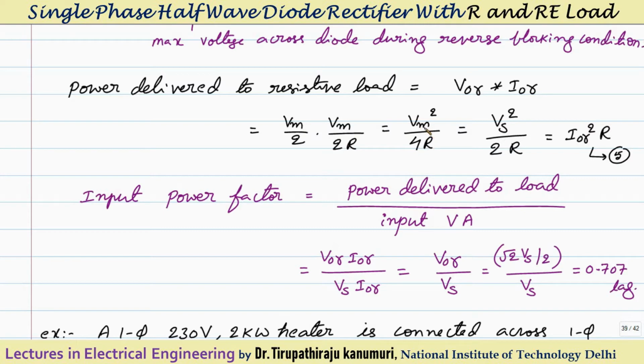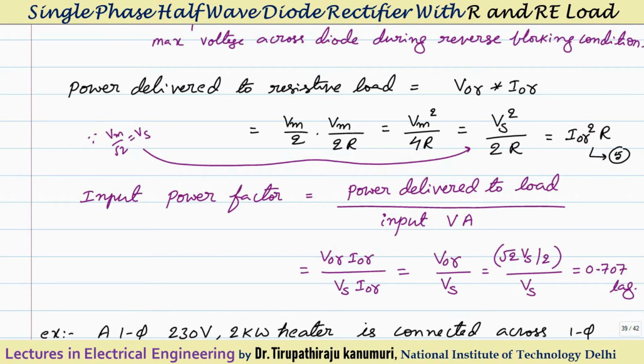So V maximum by root 2 is nothing but the RMS value, which I am writing as Vs. So V maximum square divided by 2, where the 2 I can separate out, thus becomes Vs square. So this is Vs square divided by 2R. Why is this coming? Since V maximum by root 2 will be equal to Vs, from this I have substituted, and I got this value. So this will be IOR square multiplied by R.